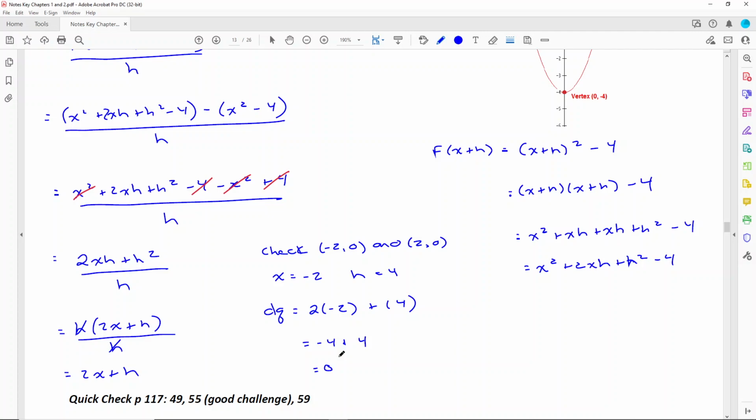All right, so there's a quick check. I put 55 as a good challenge. You know, it's never a bad idea to start practicing rational expressions, so things where you have fractions within fractions. The more you practice it now, the easier it'll be when we do it later. All right, good luck.